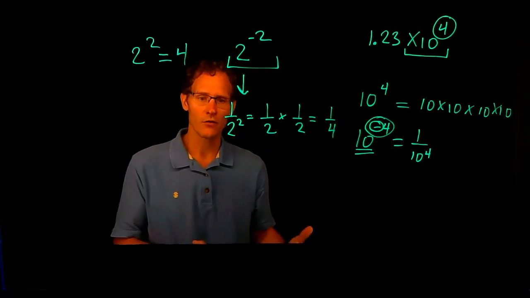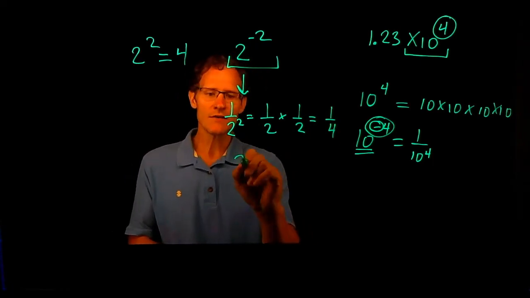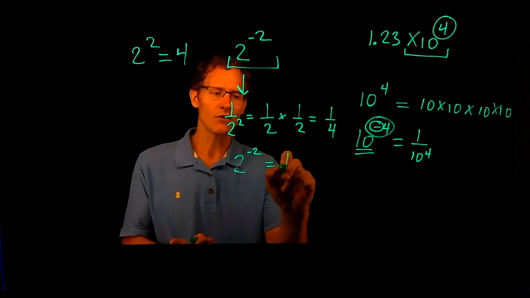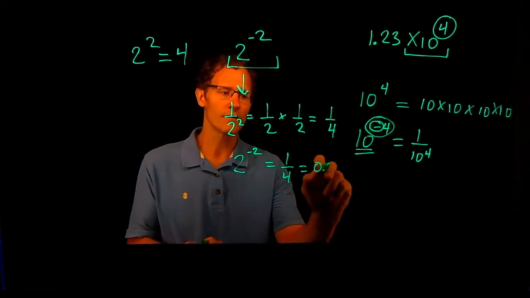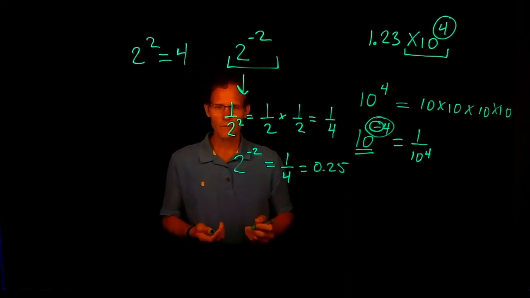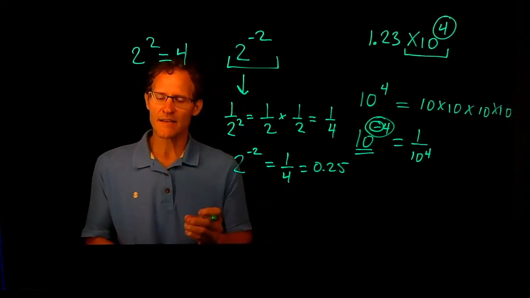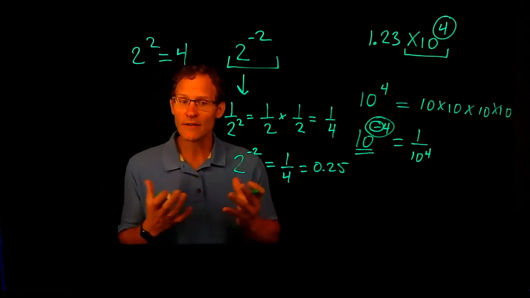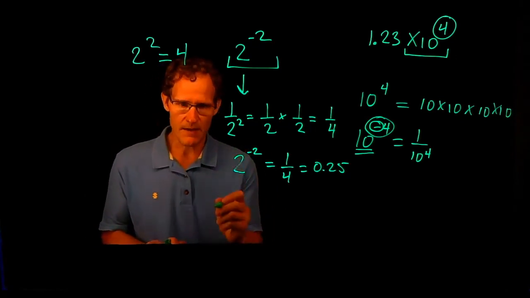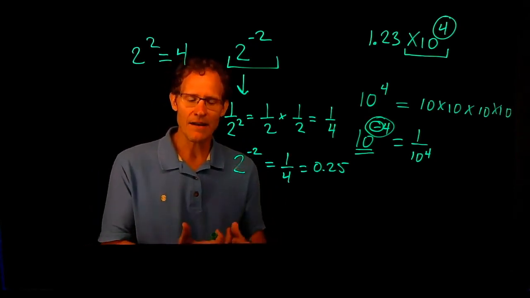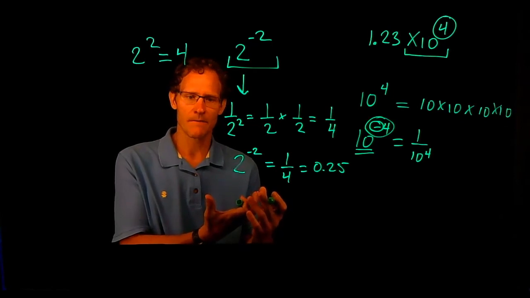Instead, this is equal to 1 over 2 squared, or 1 over 2 times 1 over 2, or 1 fourth. So 2 to the power of negative 2 is equal to 1 fourth, or if you prefer decimal form, 0.25. Okay, there will be lots of instances where you have to deal with negative exponents. Okay, and don't let them trip you up. They're simple. It just means 1 over that number to the positive exponent.